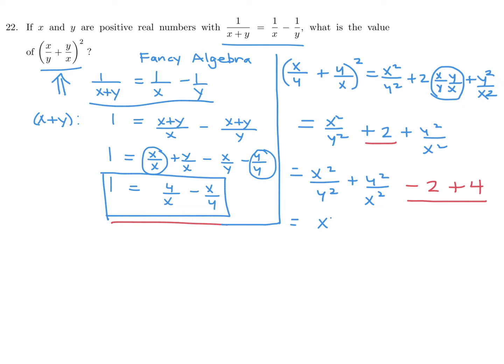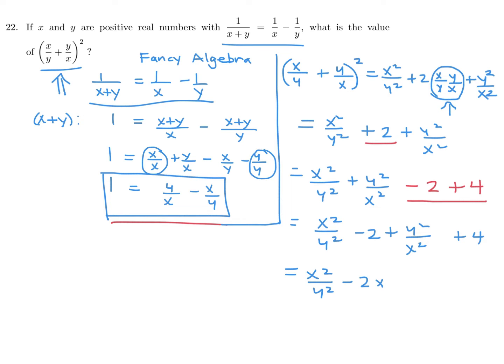Okay, so let's regroup this. X squared over y squared, I put the minus 2 in there, plus y squared over x squared. And then just leave the 4 out here. And I think this could factor. So before I factor it, let me put in this type of scenario there.